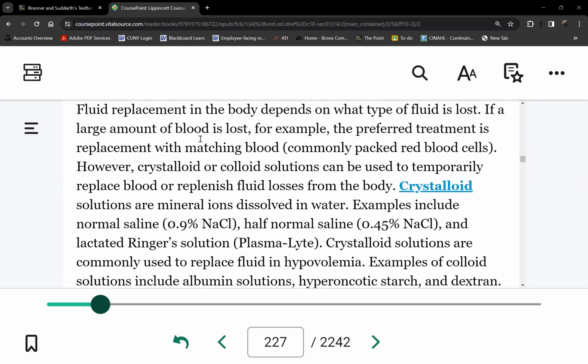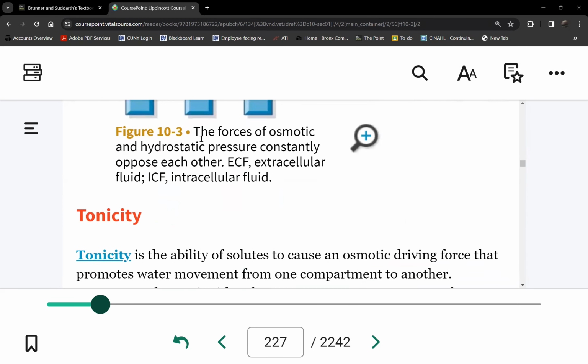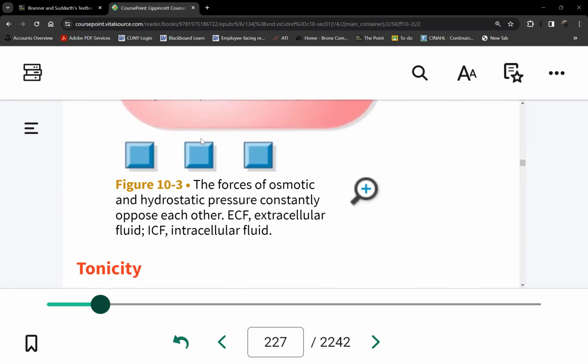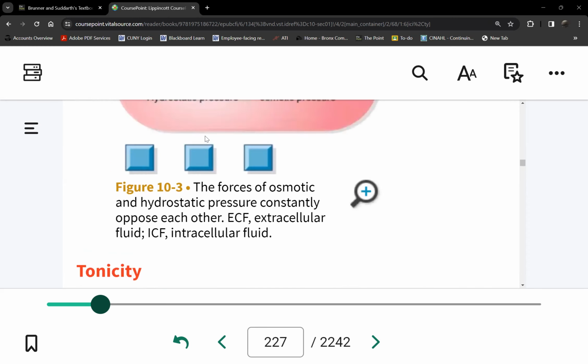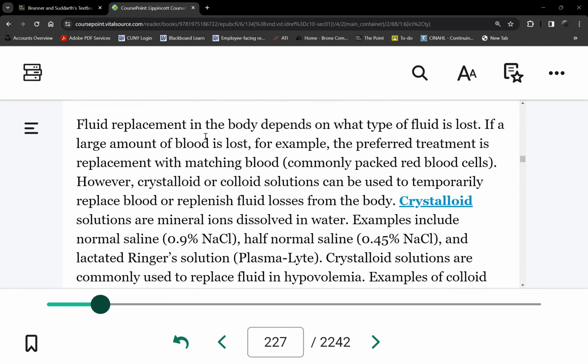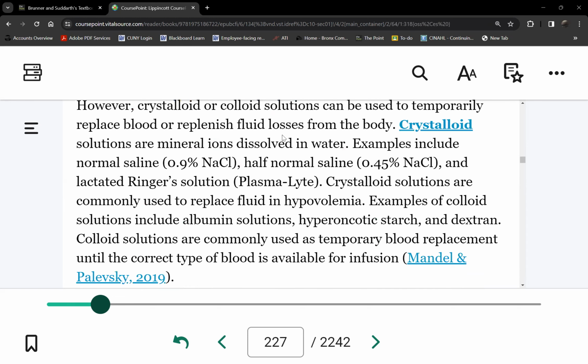So here are the solutions now. Tonicity is referring to the osmotic pressure or concentration of a solution. Now we have solutions mentioned here. Crystalloids are the following: saline, half normal saline, LR. These are crystalloids. We use them for rapid hydration, for different purposes, obviously.